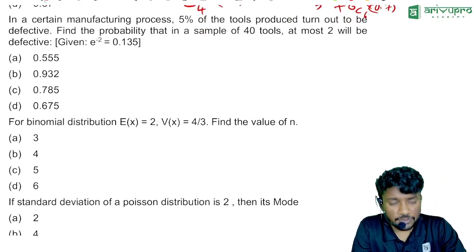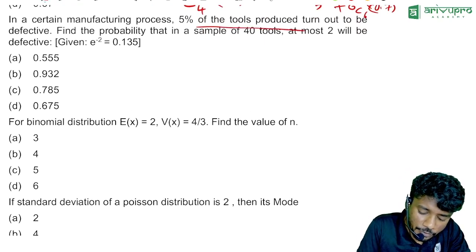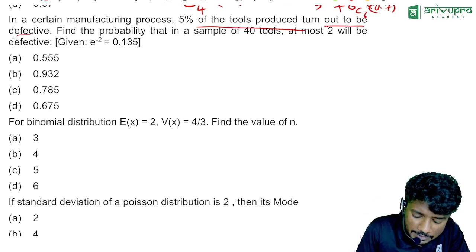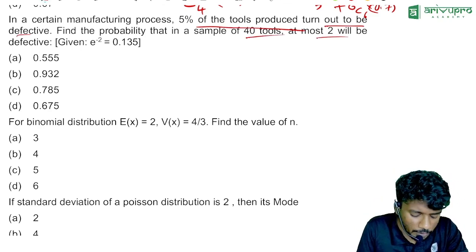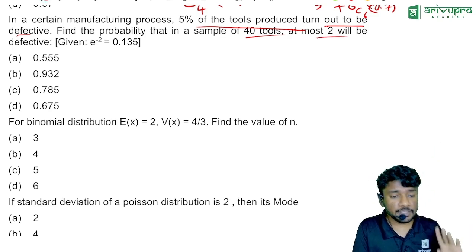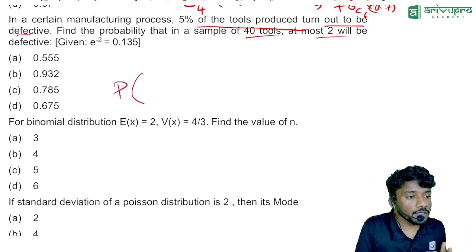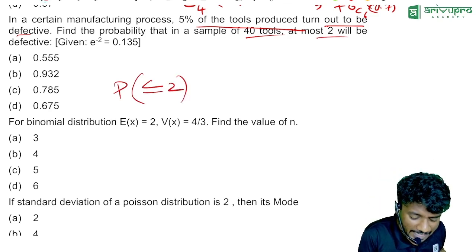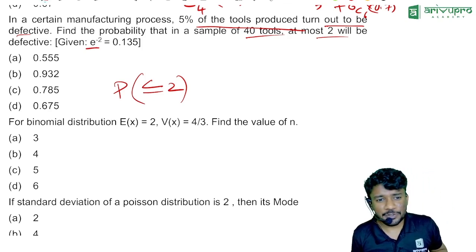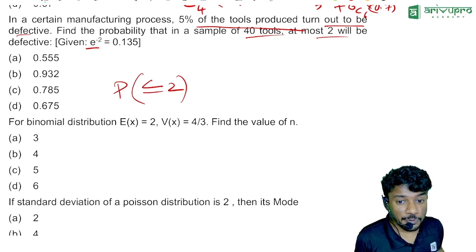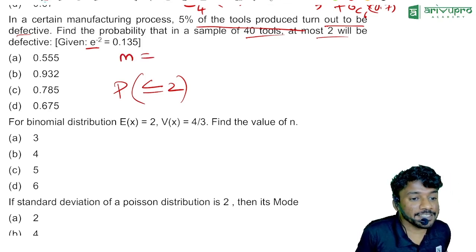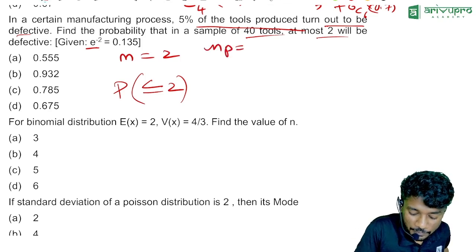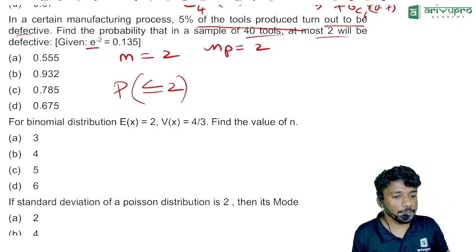In a certain manufacturing process, 5% of the tools produced turned out to be defective. Find the probability that in a sample of 40 tools at most 2 will be defective. At most 2 defective means X should be less than or equal to 2. Correct? Now, what are we going to do? Anyway, they have given something called e raised to minus 2. So e raised to minus m, Poisson distribution. So mean value, m value, parameter is how much? 2. We don't need to find anything. We have it right here. So, np is equal to 2.